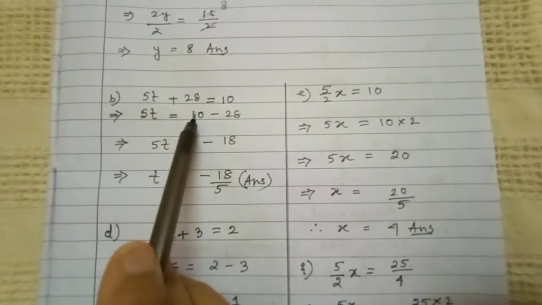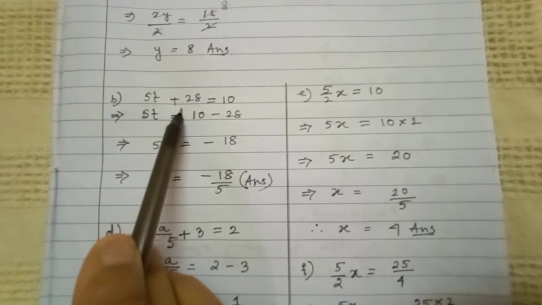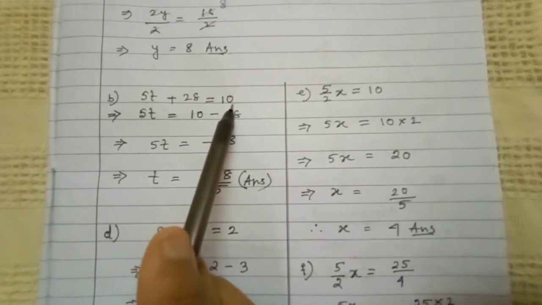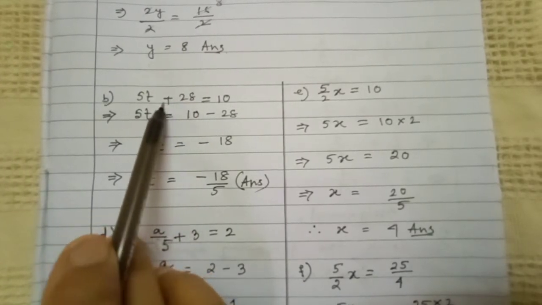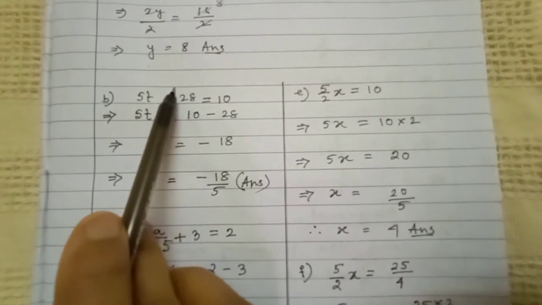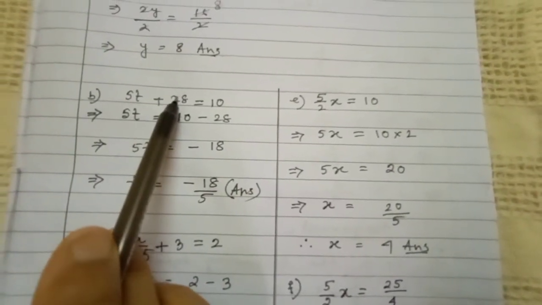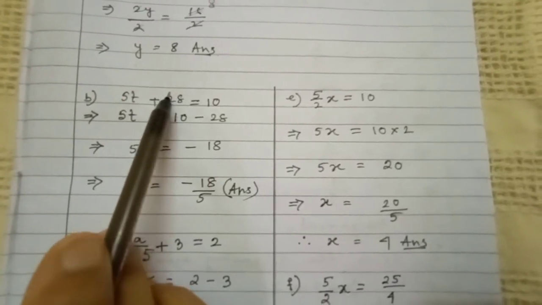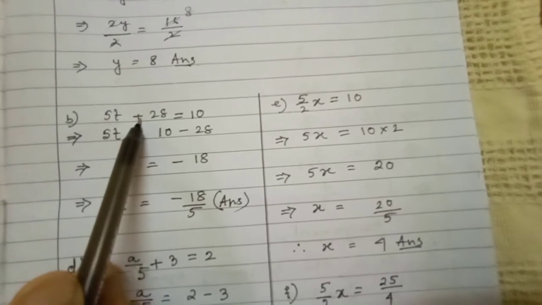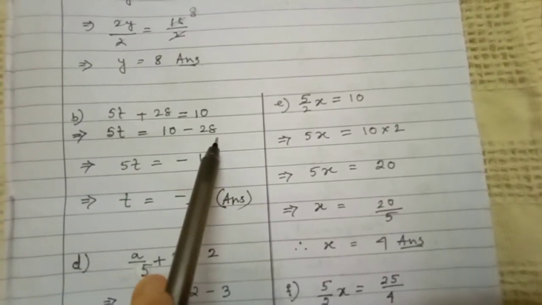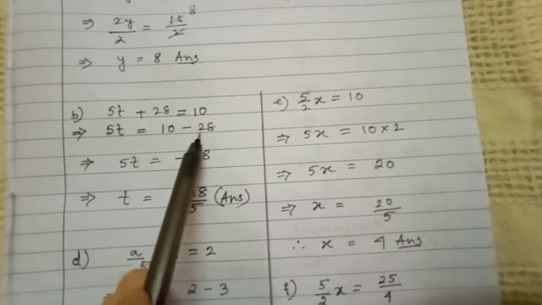here we will do it more directly. Try to understand, students. 5t plus 28 is equal to 10. Now what we have done before, if it is plus 28, we need minus 28 here, and here also minus 28. This 28 and plus 28 minus 28 ultimately will cancel. So I am not writing this on the left side here. I am directly writing this plus 28 here as minus 28. Now 5t is equal to 10 minus 28.